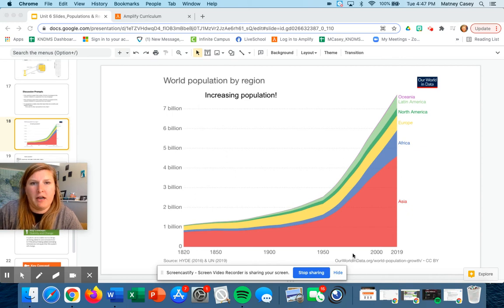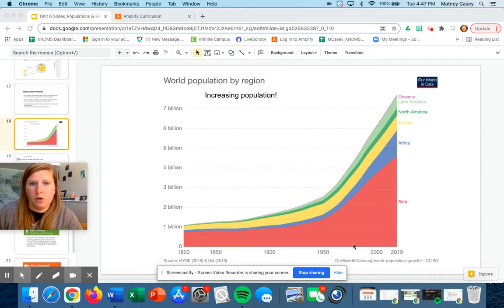All right. Great job doing that hands-on model. I hope that kind of helped you understand how populations change over time. What I'm going to show you now is how those three different scenarios that you just modeled out using tokens or paper or whatever you might have used would look like on a graph over time.